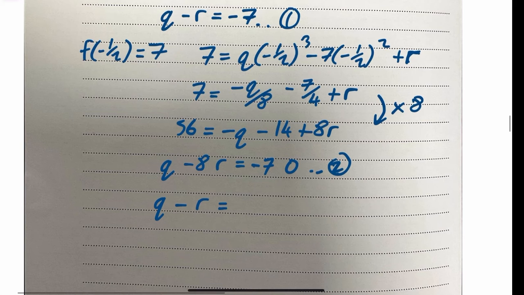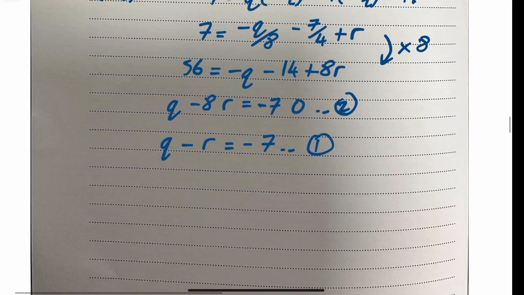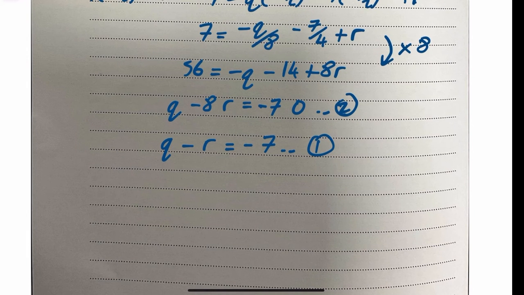And they've been very nice to us here. If you look how nice these are. We've got 1q in both equations, so we're just going to subtract. So I'm just going to do equation 2 minus equation 1. I always just do whatever one's on top minus the one on the bottom. Q minus q is 0, minus 8r minus r is going to be minus 8r plus r, which is minus 7r. And then minus 70 minus 7 is minus 63.